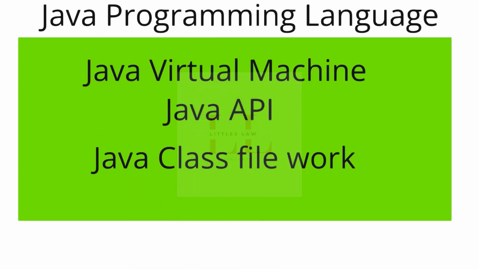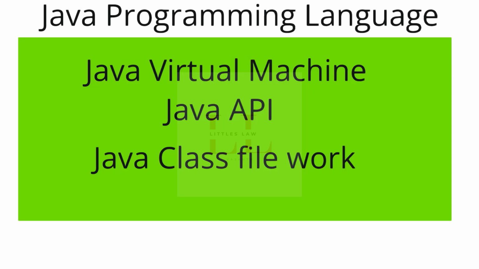And the last one is the Java class file. This is a compiled Java file that contains the bytecode which the JVM can execute. It is the result of compiling the Java source code, and it is what actually runs on the JVM.